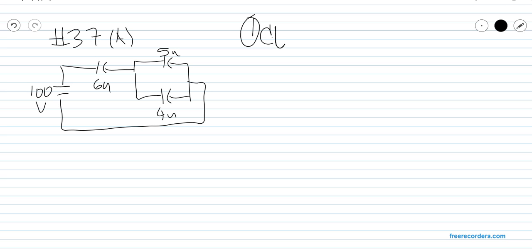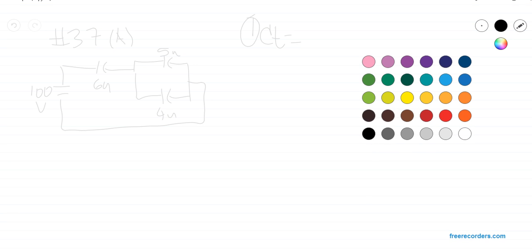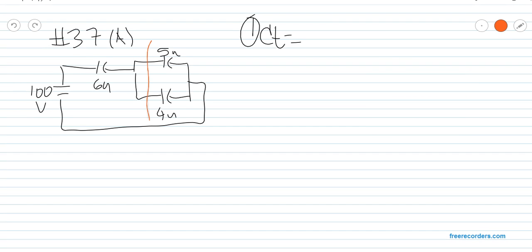the capacitance total for capacitors in parallel, which is the first step we should do here. For capacitors in parallel, these two guys here, we would add them together, and this would give us an equivalent capacitance of 9 microfarads.